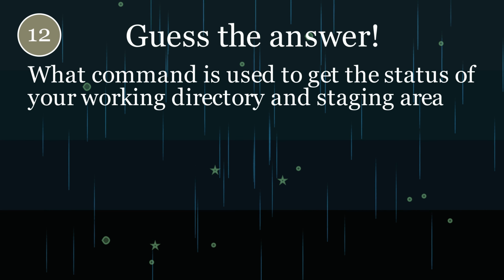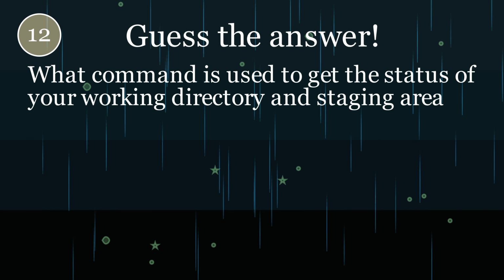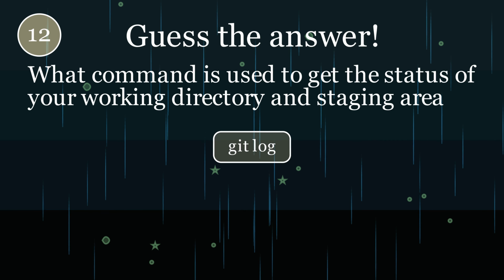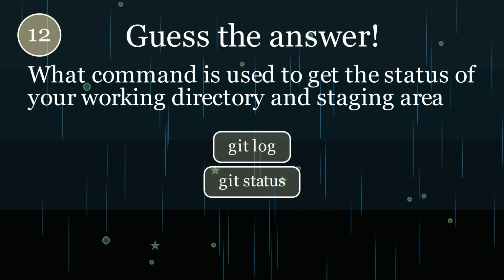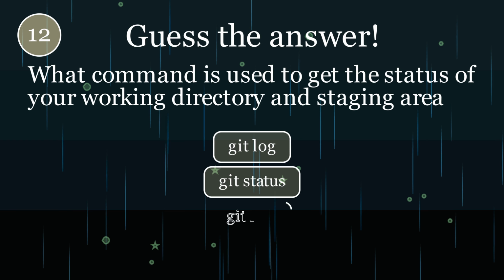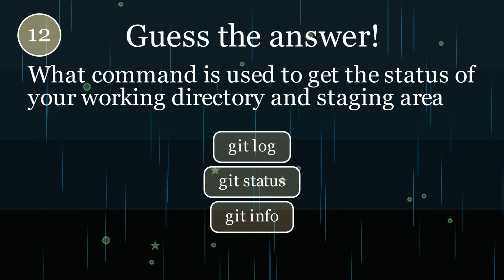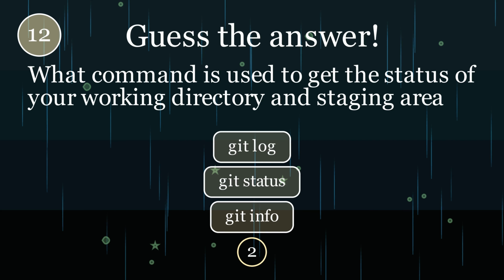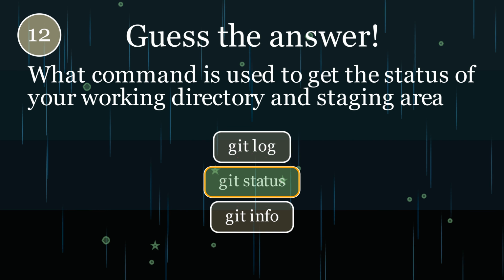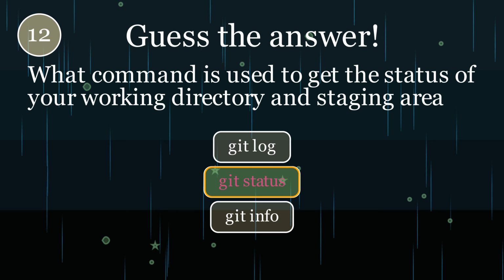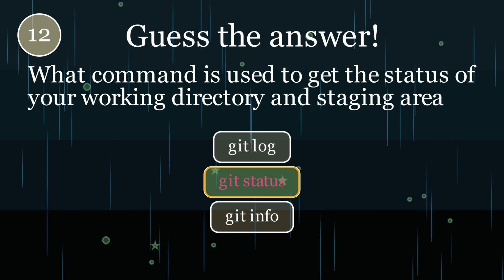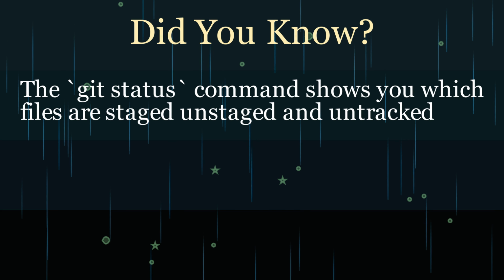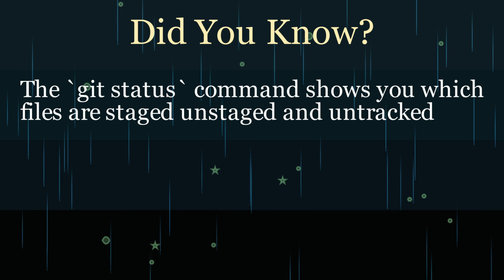What command is used to get the status of your working directory and staging area? Git log, Git status, Git info. The correct answer is Git status. Let's learn something new. The Git status command shows you which files are staged, unstaged, and untracked.